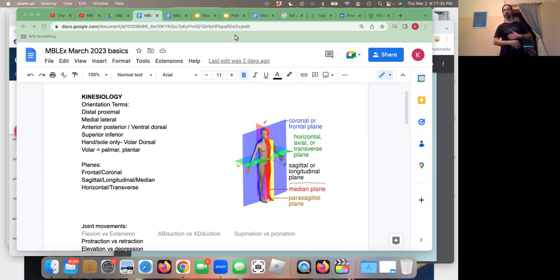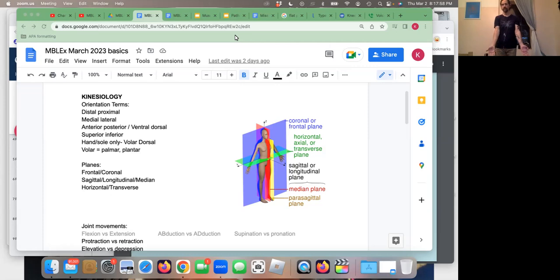Lower limb, umbilical, or pelvis would be inferior relative to the torso. So I'm moving my hand now in a superior orientation. I'm moving my hand now in an inferior orientation. Again, remember the anatomical positioning, right? Remember that you always look at the body from the front. So this is always the anterior surface.